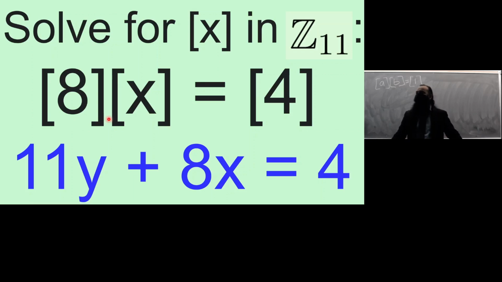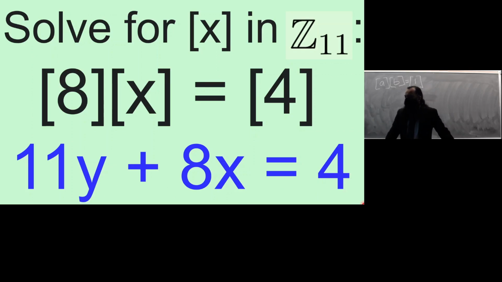Congruence class of 8 times congruence class of x equals congruence class of 4. So I took the modulus, multiplied it by an integer, and then added 8 times x, where x is an integer, and said that's equal to 4. Now if I want 8 times the inverse to equal 1, by definition it's going to be 8 times that thing equals 1, right? So I'll have a 1 here, and then I'm going to have a Diophantine equation where the left side equals 1, right?